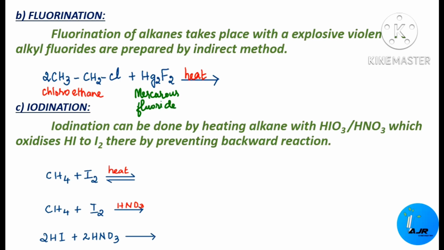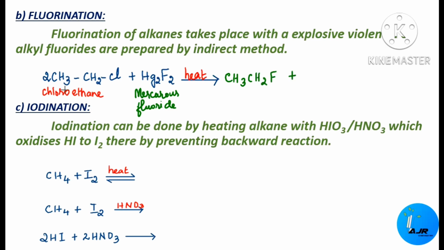So mercurous fluoride, when it is treated with chloroethane, CH3CH2Cl. This is chloroethane. What happens is that substitution takes place. See here, instead of chlorine, fluorine will be added. So we will be getting fluoroethane, meaning CH3CH2F.